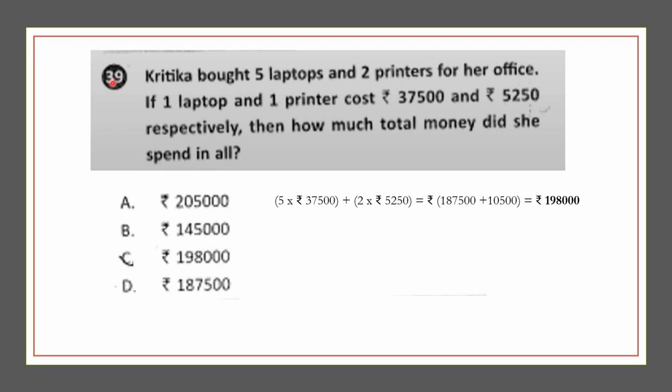Question number 39. Kritika bought 5 laptops and 2 printers for her office. If one laptop and one printer cost rupees 37,500 and rupees 5,250 respectively, then how much total money did she spend in all? So 5 laptops is 5 times 37,500 plus 2 printers, 2 times 5,250. So the total cost will be here. So it is 1,98,000, which is option C.